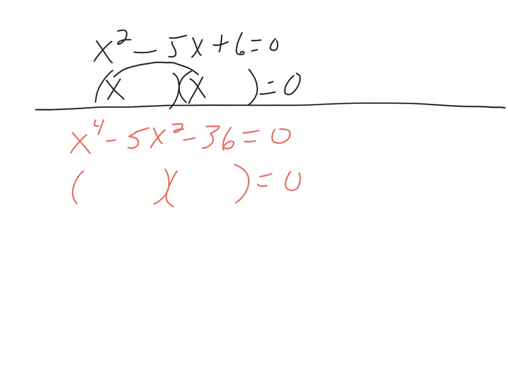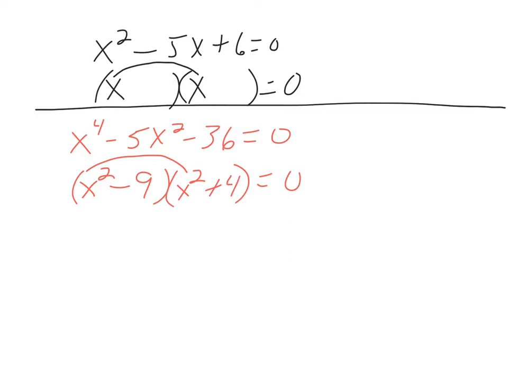Alright, so here's our first problem. We have x to the fourth minus 5x squared minus 36. In the one right above, in order to get x squared, we had to have x and x. Well, if we want x to the fourth, then we're going to have x squared and x squared, because x squared times x squared is going to give us x to the fourth. So we're still going to factor like we've always done way back from algebra. So when we factor this, it would look like this.